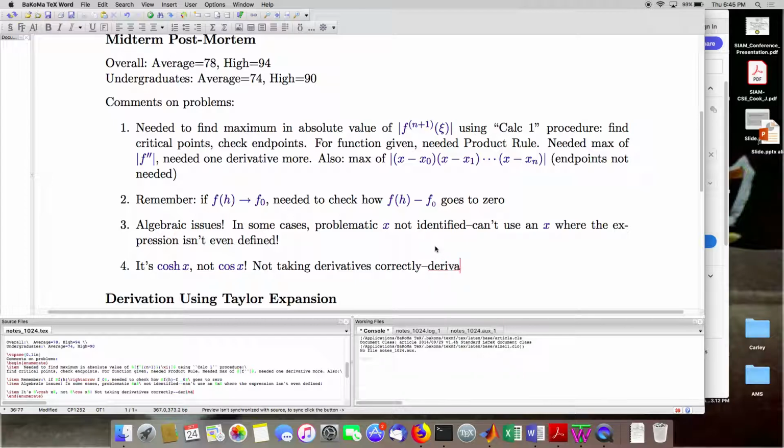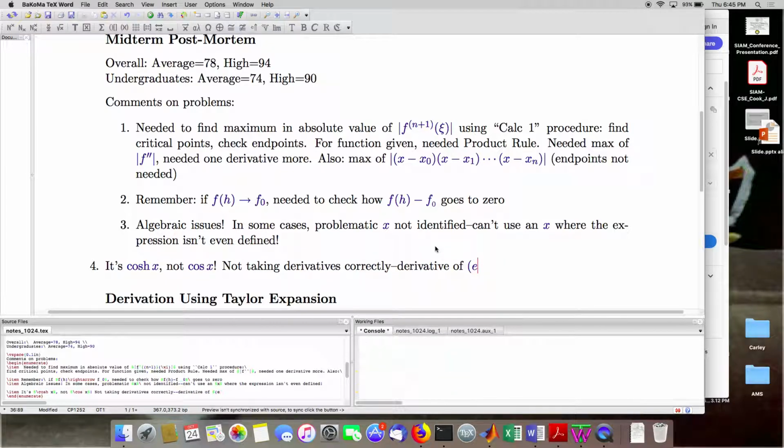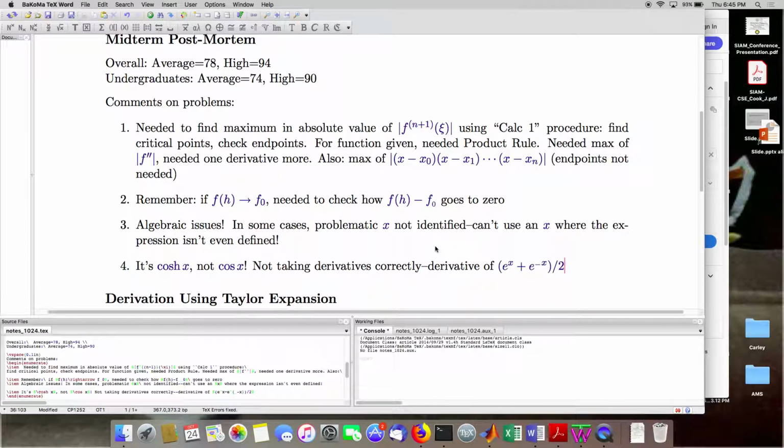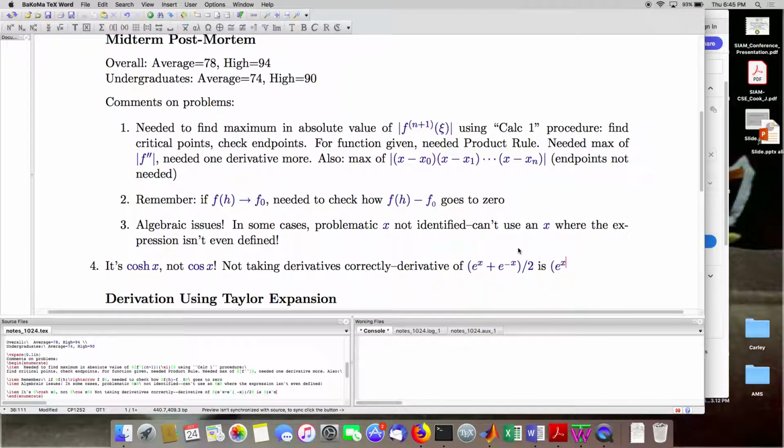So the derivative of (e^x + e^-x)/2 is actually easier to compute than a lot of people seem to think. Because the derivative of e^x is e^x, and the derivative of e^-x, you just have a minus there.